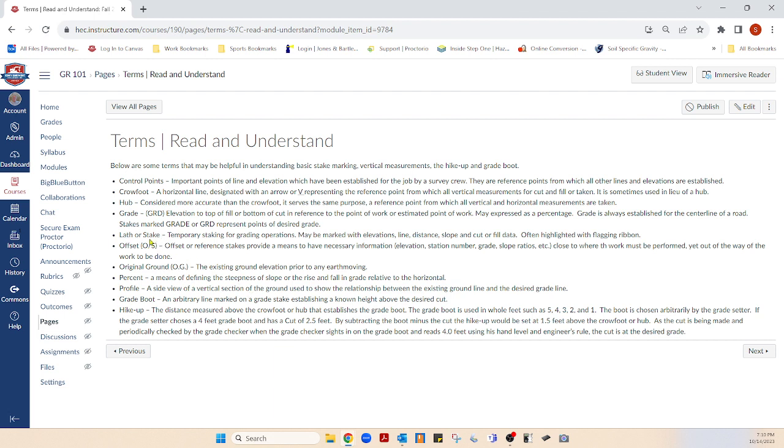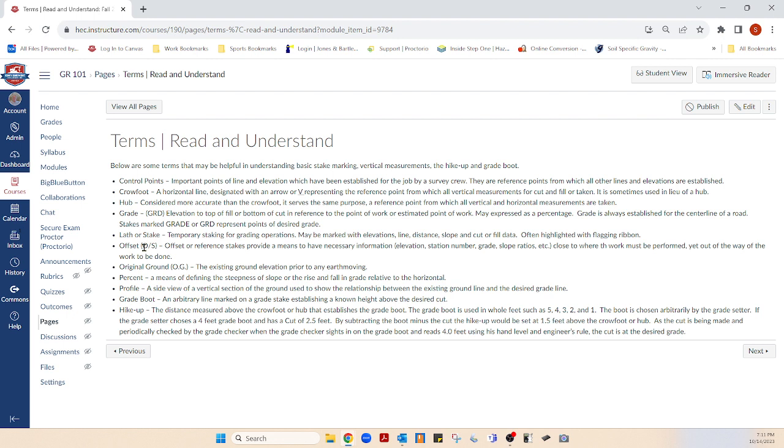Now, I'm using the word stake a lot, but some people call it a lath, and some people distinguish a stake from a lath. But these are just stakes with information written on them, usually with a felt tip pen. And as you'll see later on, a ribbon is tied in some cases just so you can use what's called a hand level to sight in on the mark on the stake. So we'll write either cut or fill and or offset so many feet, and we'll get into all that.